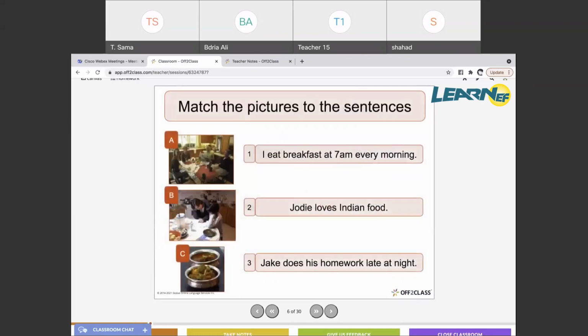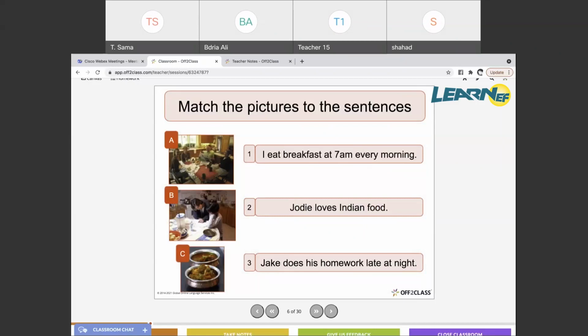Match the pictures to the sentences. عندنا صور وعندنا جمل. We're going to match them together, ونوصلهم مع بعض. Badriya, let's do picture A. I eat breakfast at 7 a.m. every morning. Is it right? Yes, it's right. Is it a general truth or a habit? No, it's a habit. Perfect.